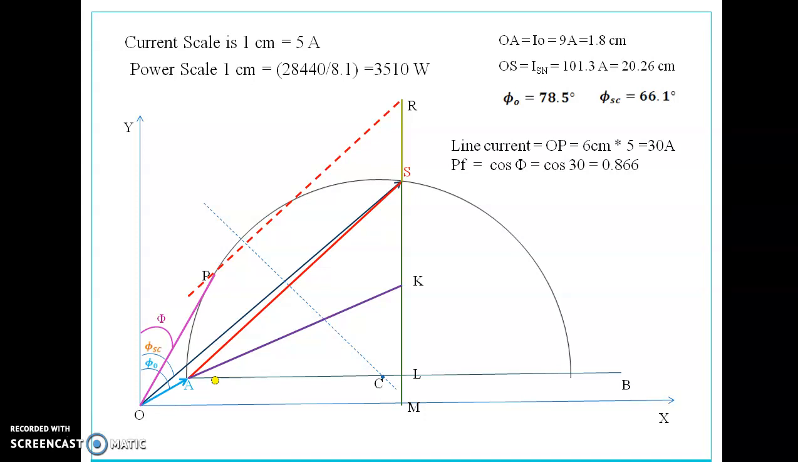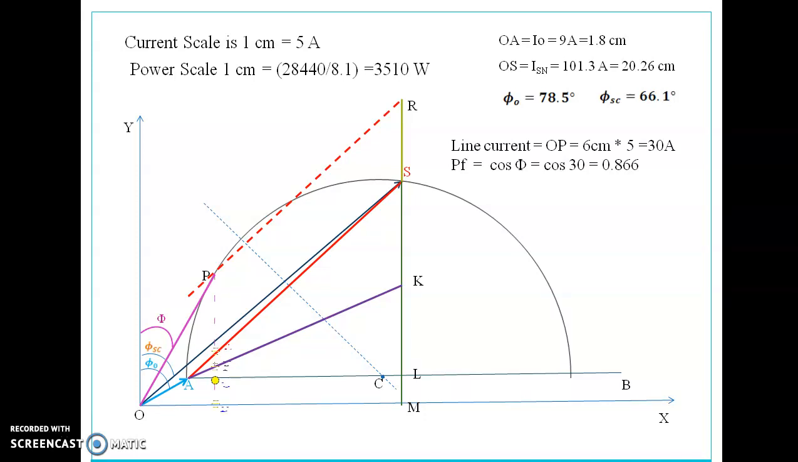Measure the angle phi, which is equal to 30 degree, and the corresponding power factor will be equal to cos 30, which is 0.866. To find out the slip, we have to remember the relation between the rotor copper loss and rotor input. We know that in the case of a three-phase induction motor, the ratio of rotor copper loss to rotor input is equal to slip S.